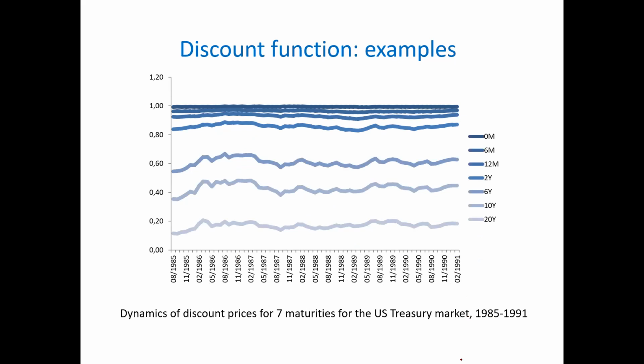So here I have again the same periods, 55 to 91, and I have chosen several maturities, starting from 0-month maturity and ending with 20-year maturity. And now you see how discount prices for different maturities evolved over these periods.